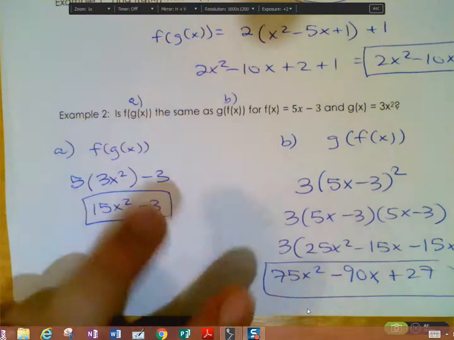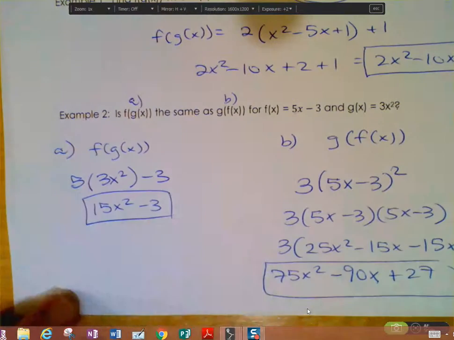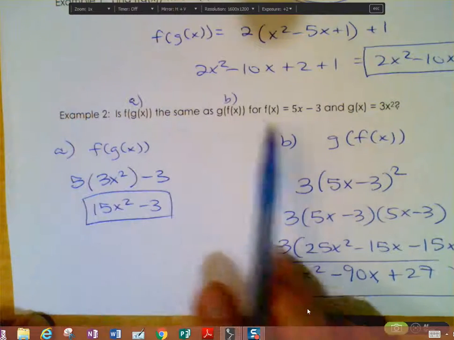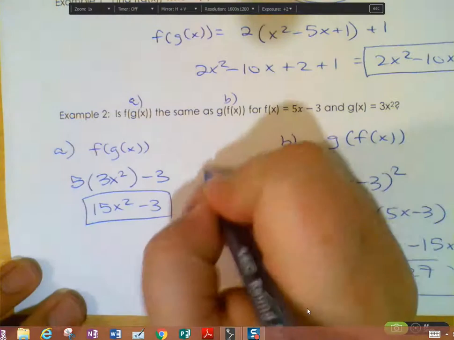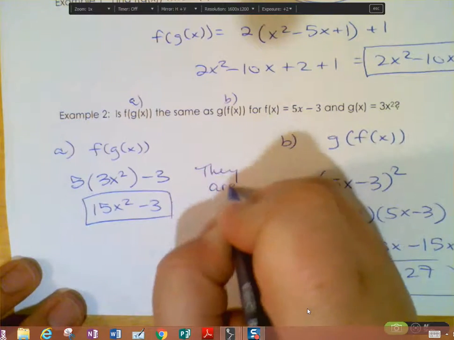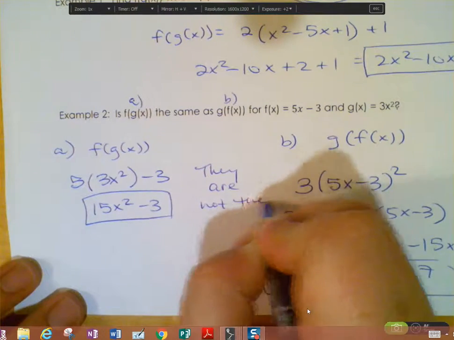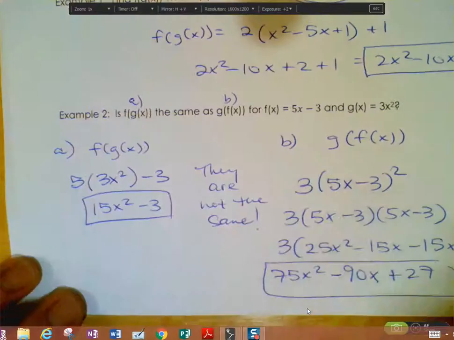I don't think they're quite the same. They're quite different. So order does matter. Watch out how they have listed the composition of your function. Make sure you're doing it in the correct order. So they are not the same.